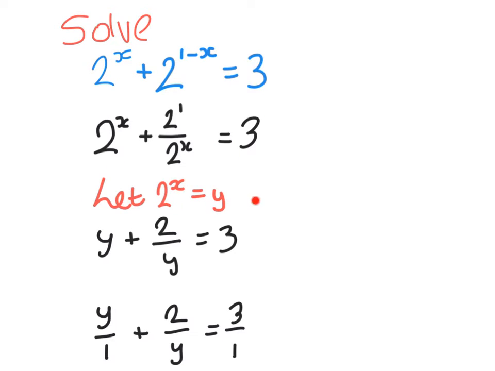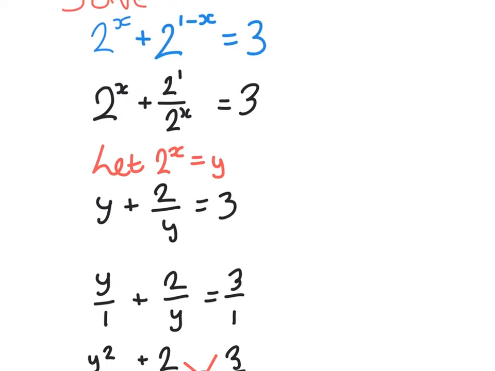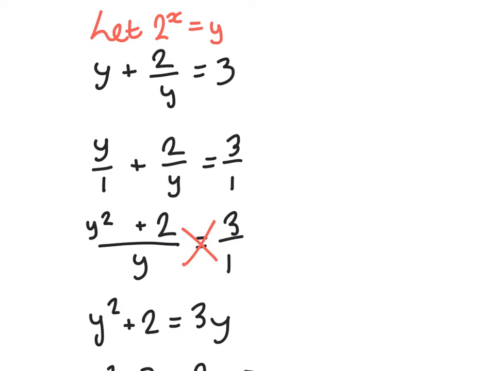So what I'm going to do is let 2 to the power of x equal y. So I'm swapping 2 to the power of x for y down here, and 2 to the power of x for y down here as well. And 2 to the power of 1 can just stay as 2. So, next what I'm going to do is make each term into a fraction. So y is going to be y over 1, 2 over y stays as 2 over y, and 3 is going to be 3 over 1.